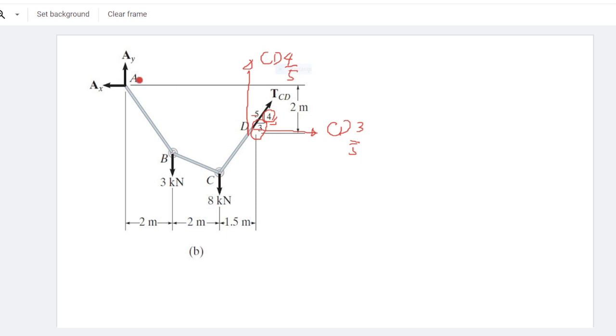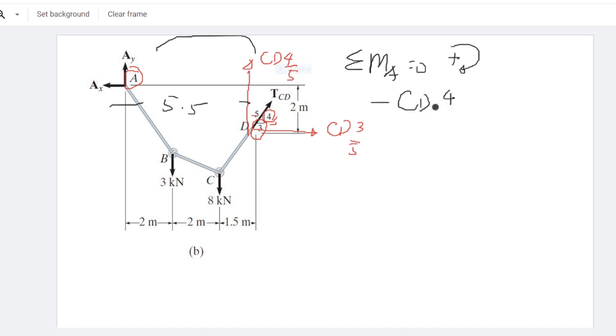Now if we sum up moment at A, summation moment at A equals to 0, and let our direction clockwise be positive, meaning if we move this one going here, that is counterclockwise, the distance from here is 5.5. So meaning you can have negative because it's counterclockwise, 4 over 5, and then use this 5.5. Okay, this CD, which is horizontal, we move like this, it should also be negative. CD 3 over 5, and then the height or the distance is 2.